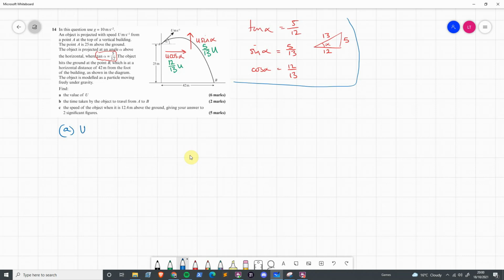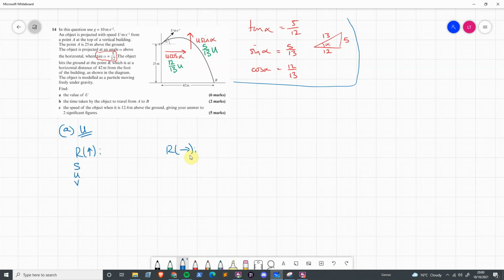So we want to find the value of u, so the value of the speed, or the initial velocity, the initial speed. How we're going to go about that, there's no real obvious first thing to do, I don't think. So I am going to set up some equations in terms of vertical and horizontal, and I'll see where that leads me. It's always a good starting point.